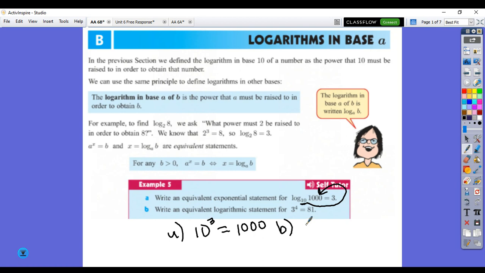For letter B, we're doing it backwards. This starts with exponential. We're turning it into the log. This is base 3. So I put the base in the base of the log of 81 equals the exponent of 4. I would just go around the circle. Make sure the base is in the base position and everything else just kind of flows.